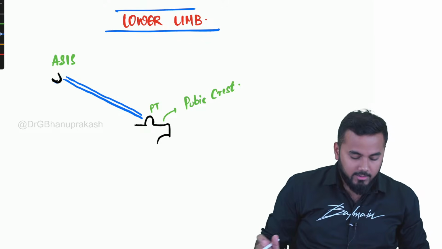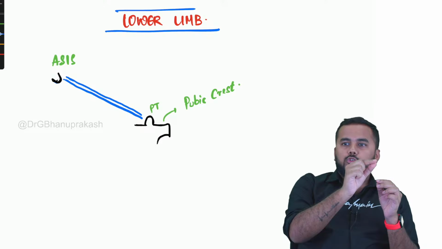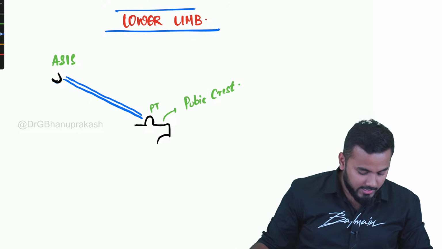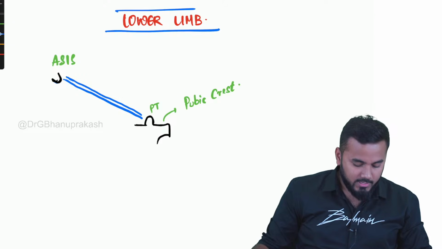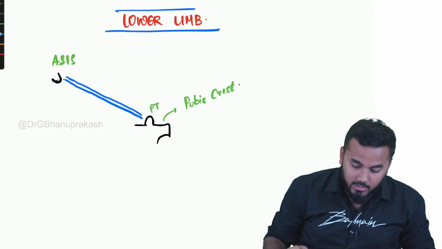Right, now it is fine. So what I was telling you is that something is connecting the anterior superior iliac spine to the pubic tubercle. Can anyone tell? Yes, Roy, you're perfect. Inguinal ligament. Excellent. Inguinal ligament. Now look here.